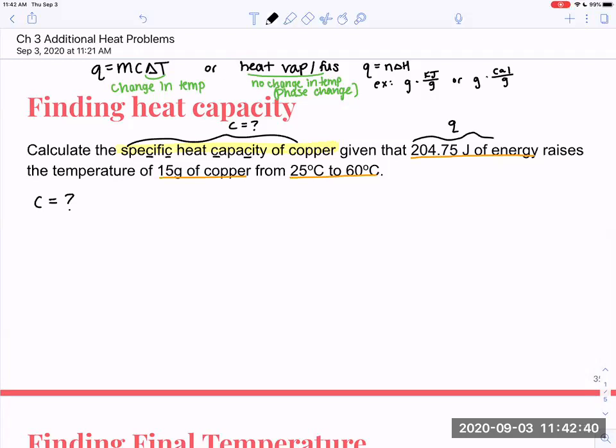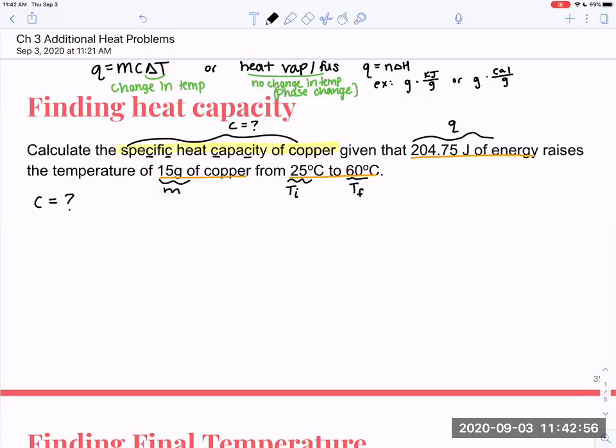So we're raising the temperature of this amount of copper. 15 grams is going to be your mass. And then we have two temperatures here, so let's be very explicit about what we're being given. This temperature is my initial temperature, and this temperature is my final temperature.